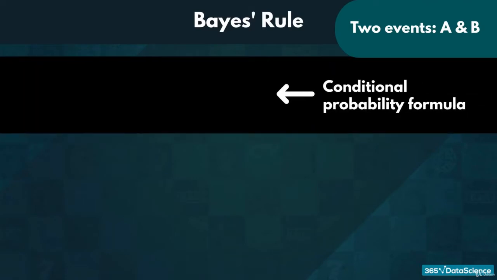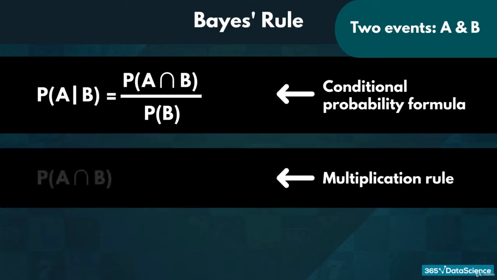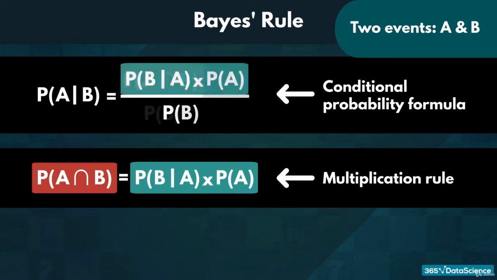According to the conditional probability formula, the conditional probability of A given B equals the probability of their intersection over the probability of event B. Using the multiplication rule, we can transform the numerator of this fraction to get the probability of the intersection of A and B equals the conditional probability of getting B given A times the probability of getting A.